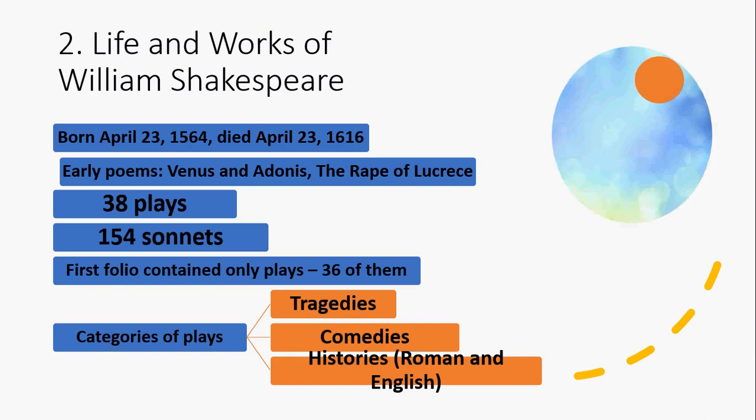When the first folio by Shakespeare was published, it contained only 36 plays. A folio refers to the page size in which the plays were collected. What were the different categories of plays that Shakespeare wrote? On your screens, I have listed tragedies, comedies, and history. He wrote tragedy, he wrote comedy, he wrote history, and the history plays by Shakespeare deal with both Roman historical plays and also the English historical plays. Apart from that, there is a combination of tragedy and comedy also in some of his plays. These are referred to as tragicomedies.